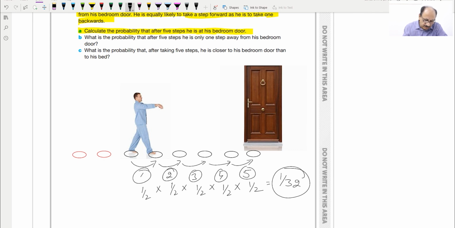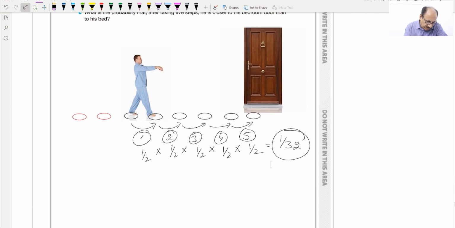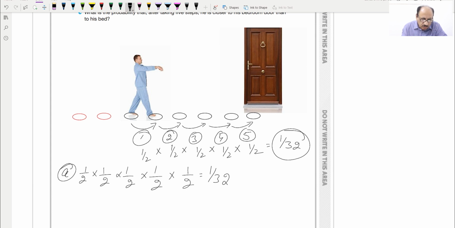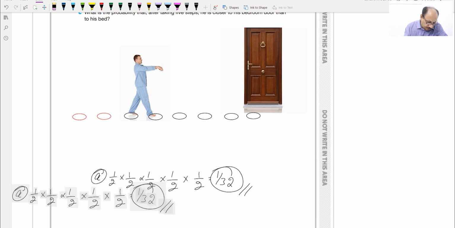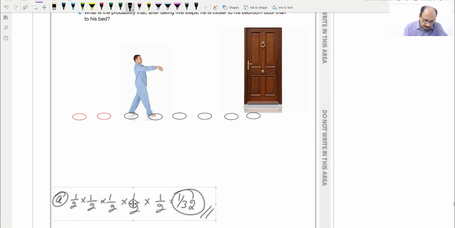Hopefully you understood this. So I will write here the A part answer: 1 by 2 into 1 by 2 into 1 by 2 into 1 by 2, 5 times, and this is equal to 1 over 32. So 1 over 32 is the final answer. I'm just erasing to utilize the space because I have to explain the B and remaining parts of the question, so I will be placing the answer for A part over here.